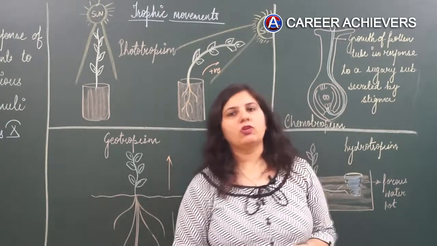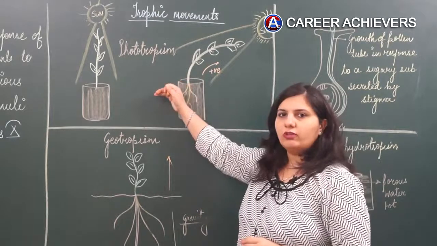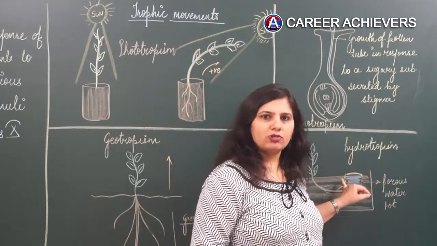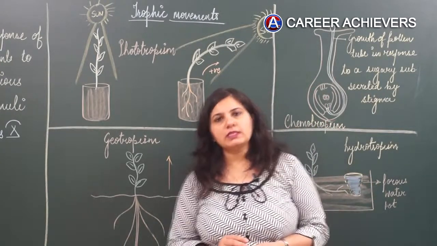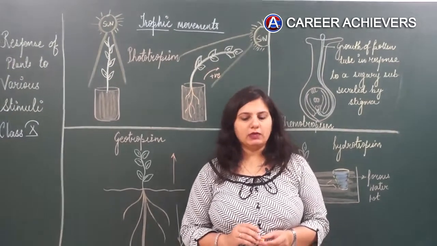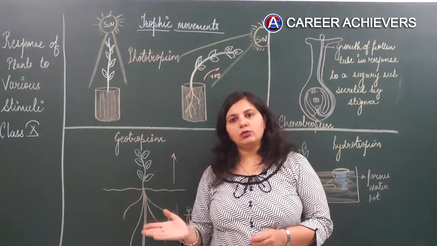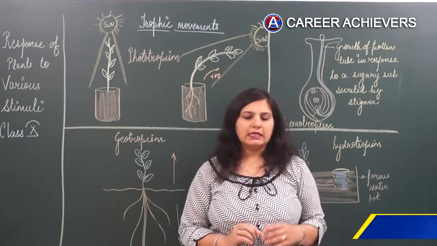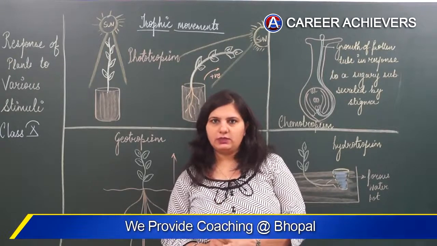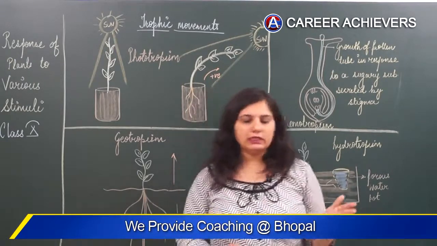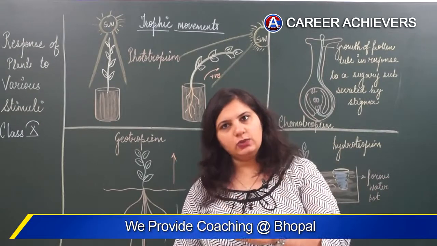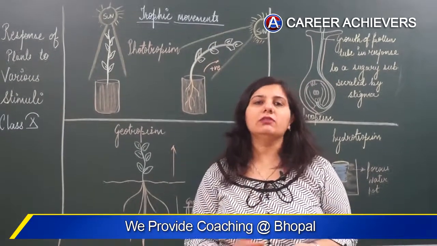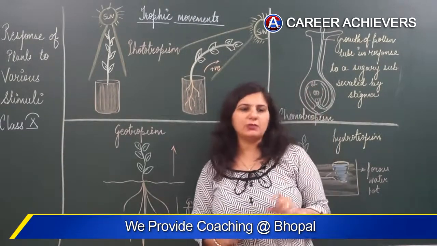So the different types of trophic movements are phototropic movements, geotropic movements, chemotropic movements and hydrotropic movements. These movements take place in the presence of a particular stimulus. Now there are two other types of movements also. One is called nastic movements. Nastic movements are not directional. They do not occur in a particular direction. They are neither towards the stimulus nor away from the stimulus. You have seen a plant called touch me not.